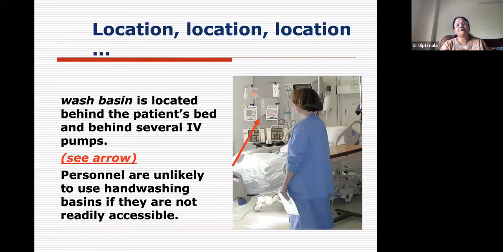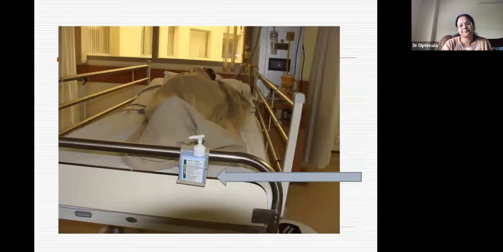The location of the wash basin is such that the nurse will have difficulty in accessing it and going and washing the hand there. So if they are not readily accessible, they won't be used. So the location of a basin for hand washing in an intensive care unit is vital.